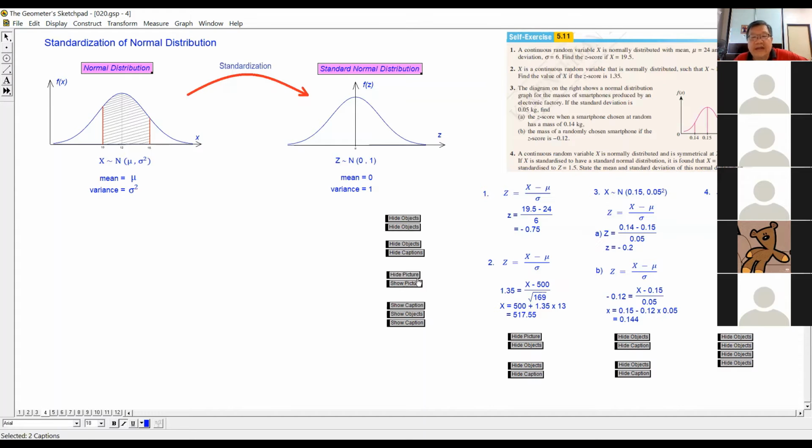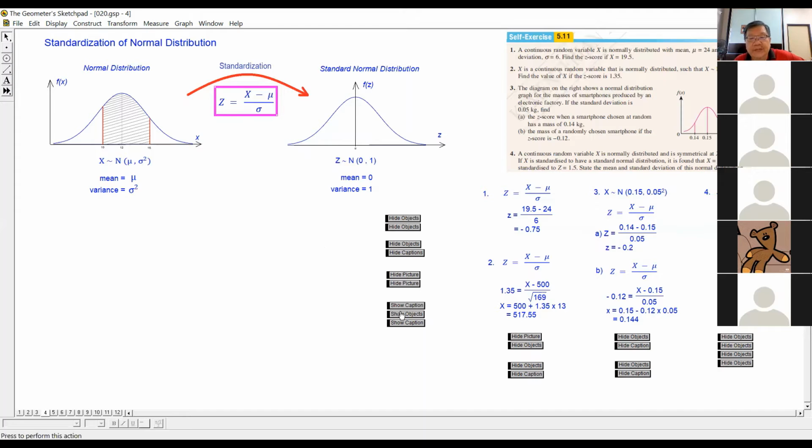How do we do this standardization? We can use this formula: Z equals x minus mu over sigma. This one is the small letter sigma. This is how we convert x into Z. x is our continuous random variable. Then we convert it to Z, the standard normal distribution.